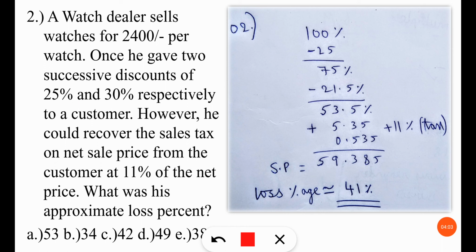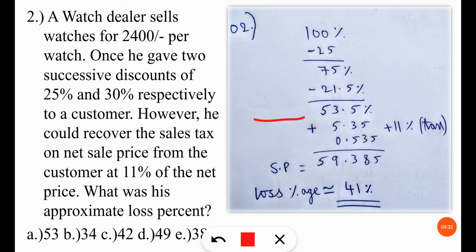Let us consider the selling price as 100%. Now he gave 25% discount. So 100 minus 25% equals 75% as the selling price. Again he gave 30% discount, not on 100%, but 30% of 75%. 10% of 75% means 7.5. 20% is 15%. 30% means 22.5%. So 75% minus 22.5% equals 52.5%.